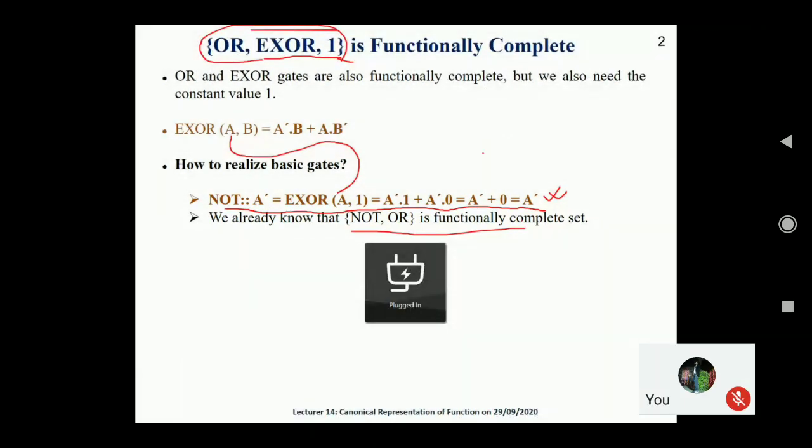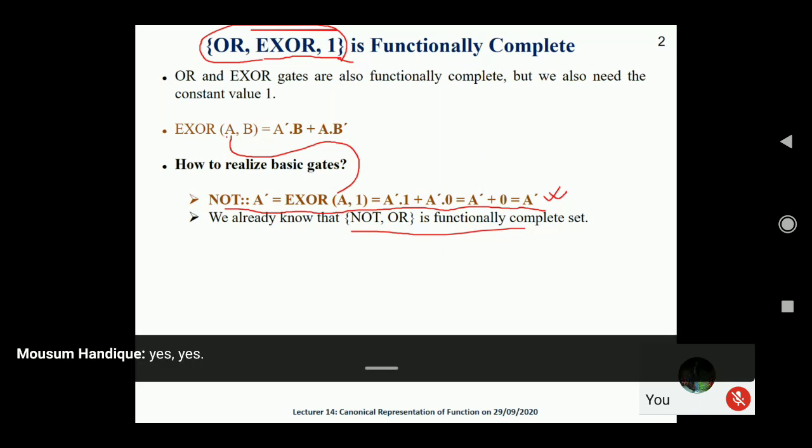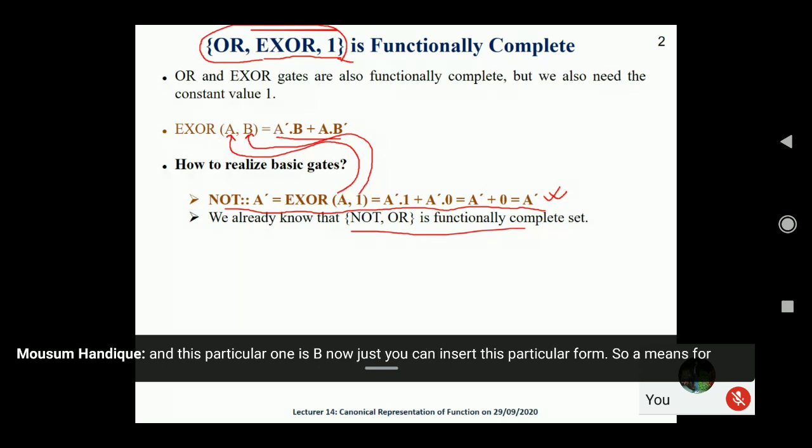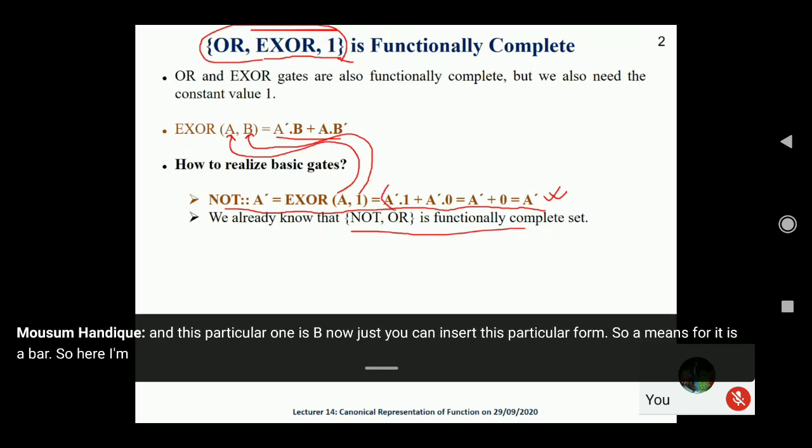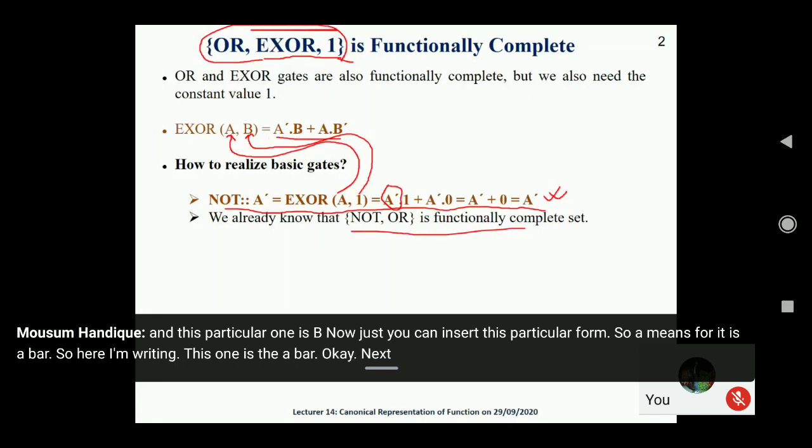Yes, see here, this one is a, and this particular one is b. Now just you can insert this particular form. So a means what? It is a bar. So here I am writing this one is the a bar. Okay. Next one is b. B value is what? 1. So here I am writing 1. Are you getting my point?